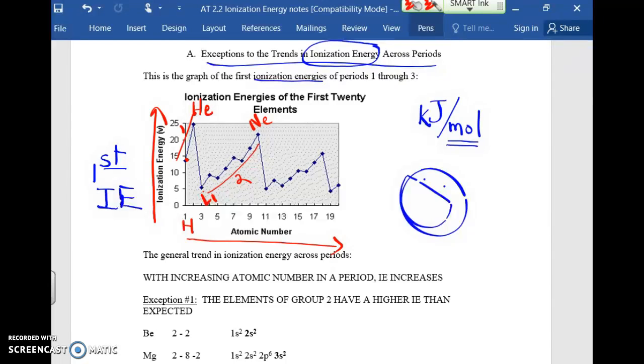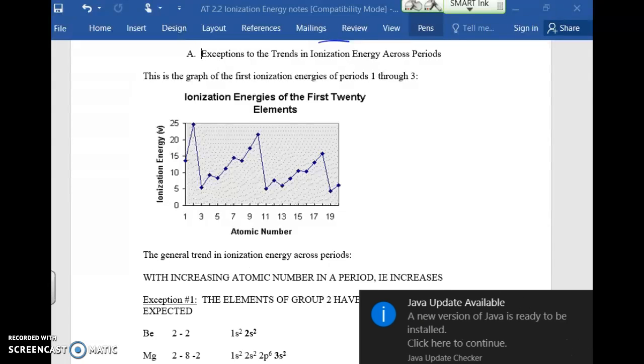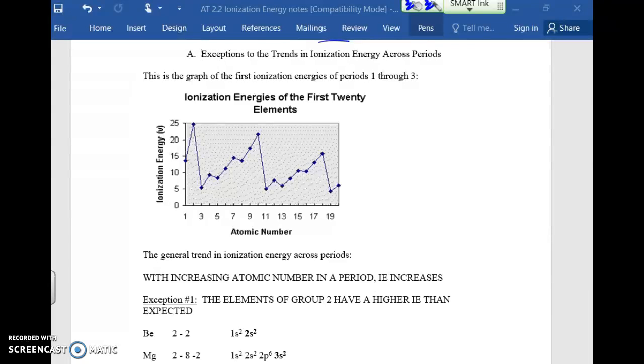Likewise, if I look at the elements across period 3, I likewise see a general increase in ionization energy. So if you notice, I already have the notes written out here. The general trend in ionization energy across periods: with increasing atomic number in a period, ionization energy increases, as I said over here and here.